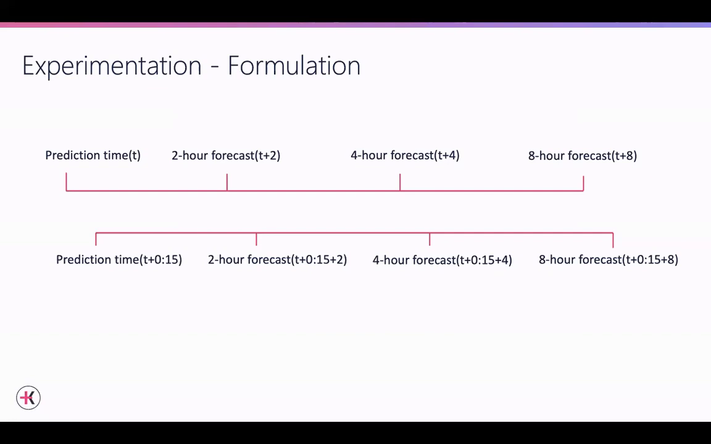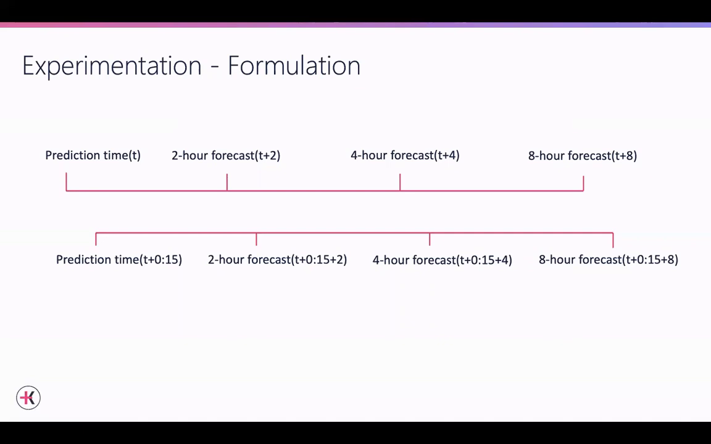We ended up deciding on 15-minute interval predictions, where we predict every 15 minutes for the next 2 hours, 4 hours, and 8 hours, forecasting the number of patients who are going to be in the ED and arriving in the next 2, 4, and 8 hours.